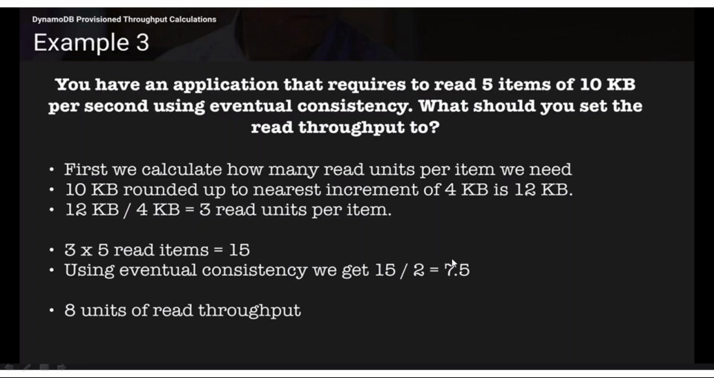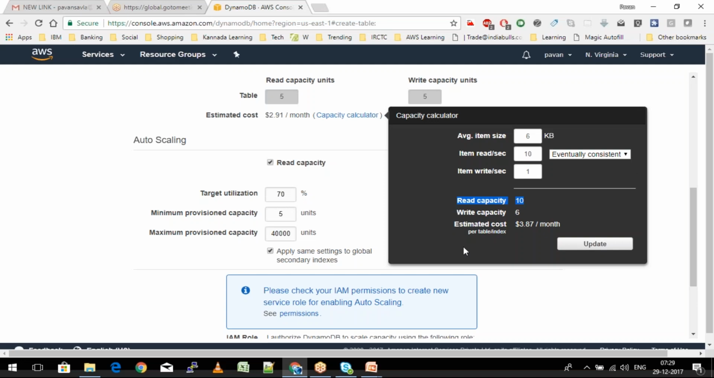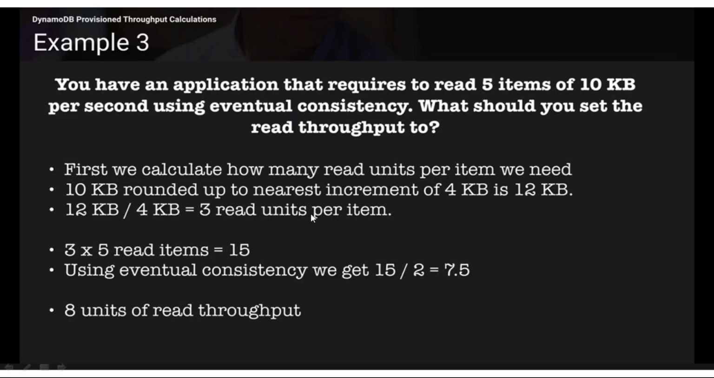But can we assign 7.5? No. Just round it up to the highest number towards it, 8 units. So we can check this one as well. I'll just say it is going to be 10 KB, and the number of items is going to be 5, and it is eventually consistent. Now you see it becomes 8. So read capacity has actually become 8 in this case.